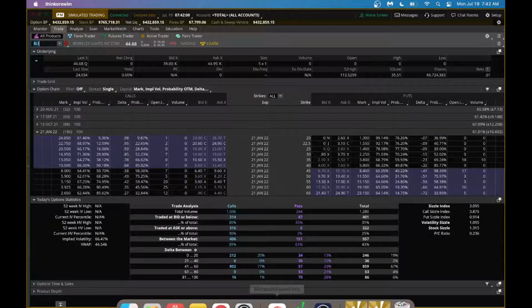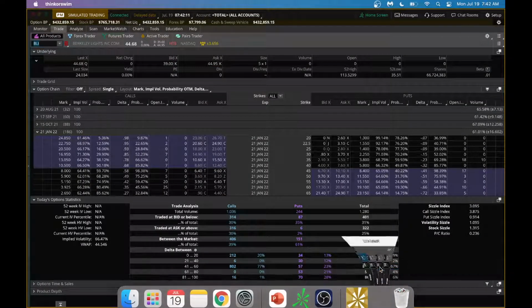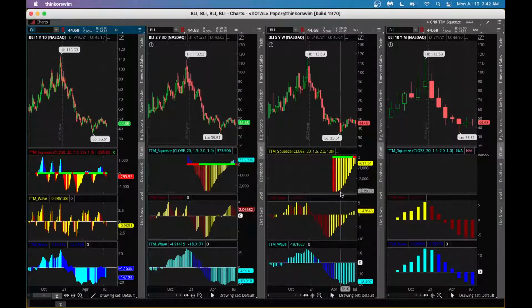So BLI, a $44 stock. If I go to John Carter's squeeze chart here, right now there is a squeeze forming in the 3-day chart, and as you see here, the shorter term A wave is above zero. It's telling you there is some weakness coming through because the red lines are getting shorter. It might go to the other side, below zero. And the longer term C wave is below zero. Basically, John Carter tells you, hey, don't trade this.